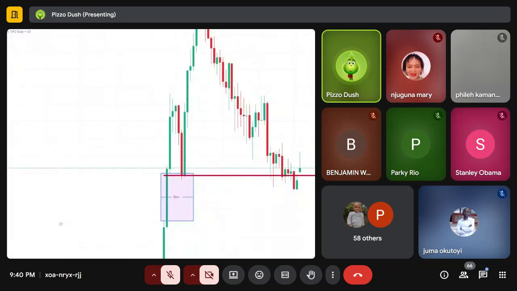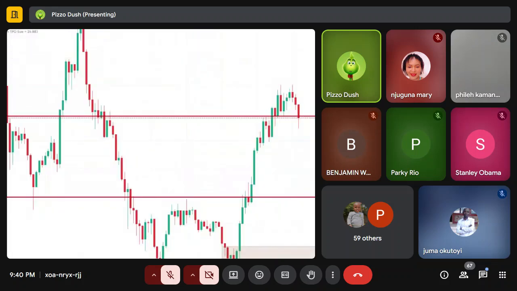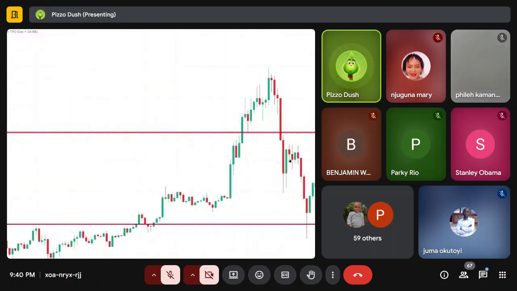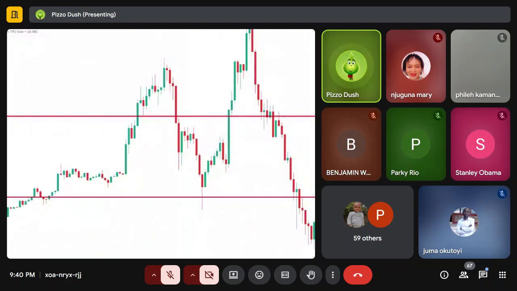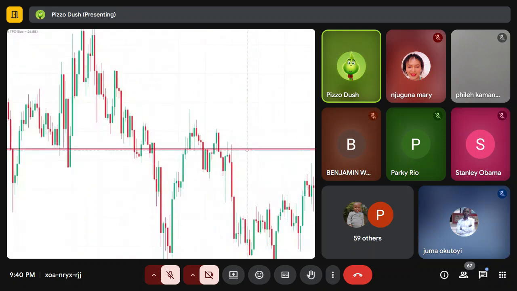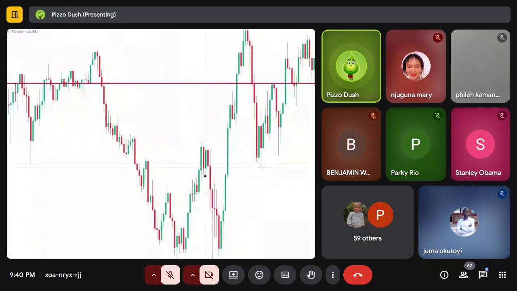Acha tuangalie na BTC/USD. So let's look at liquidity. Na tulisema liquidity haifai kuwa na more than 3 candlesticks. So this one up here is not a liquidity zone. This zone is not a liquidity zone. Liquidity inafaa tu kuwa 2 candlesticks za kushuka na kupanda, na kushuka aggressively na kupanda aggressively. So let's see. This is not a liquidity zone.